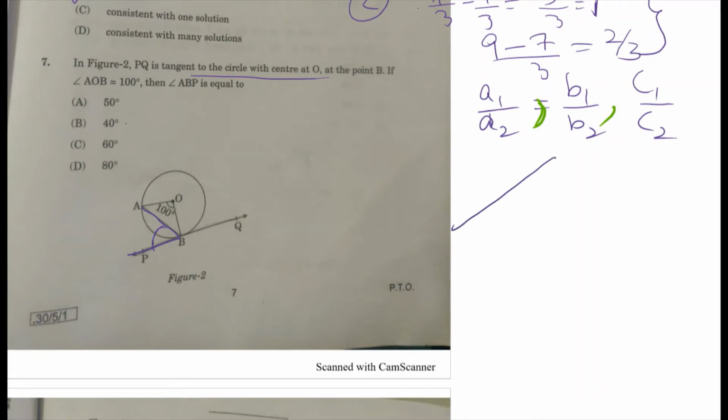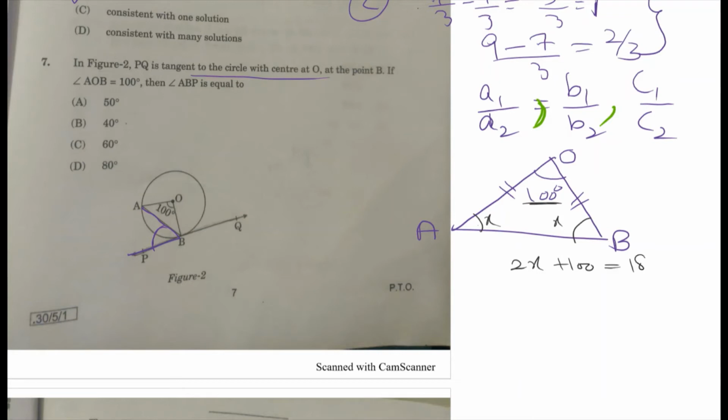If I take the triangle AOB, this is angle AOB, this is 100 degrees. OA equals OB because they are the radii of the circle. So these two angles will be equal. If this is 100, these two angles are equal. If this is X, this will be X. So 2X plus 100 equals 180. 2X equals 80. So X will be equal to 40. Angle X equals 40. So this angle here, this is 40.